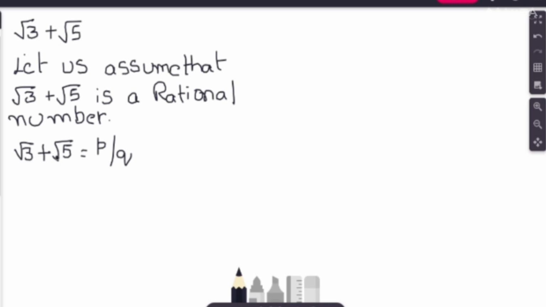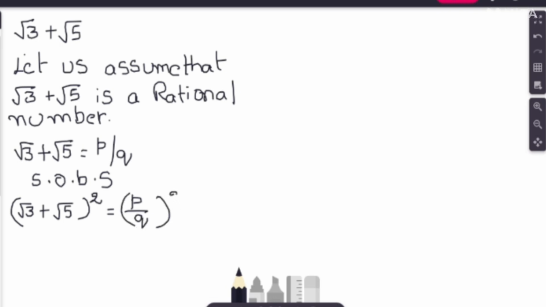Now, to remove these roots, we have to do squaring on both sides. We are assuming this is a rational number, that's why we equated it with p by q. We know that p by q means p and q are integers, where q is not equal to 0. By squaring on both sides, root 3 plus root 5 whole square is equal to p by q whole square.